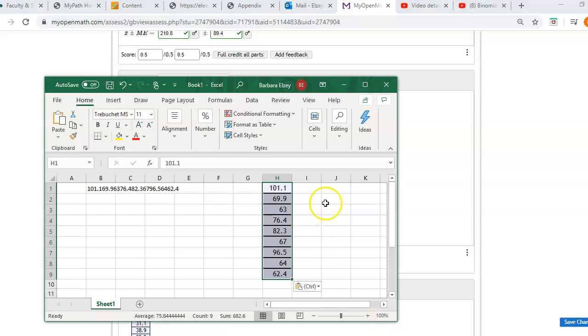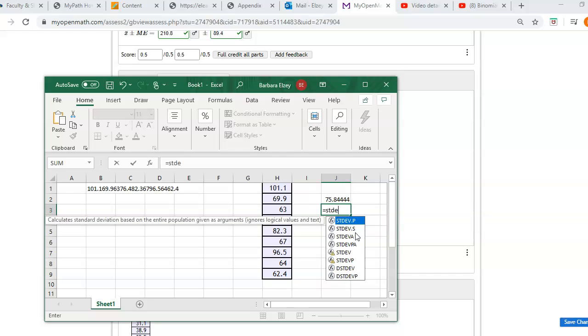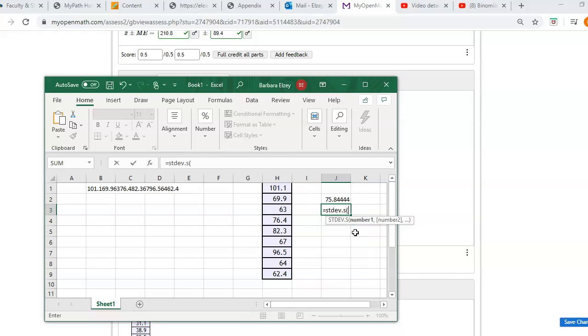All right, so now let's get our mean and our standard deviation first. So we'll use equal, average, and let's notice that H1 is our first cell there, and H9 is the last cell. So there's my sample mean. And then let's get our sample standard deviation. STDEV.S, and again H1 to H9. All right, and there's my standard deviation. Okay, so now we've got our mean and our standard deviation.